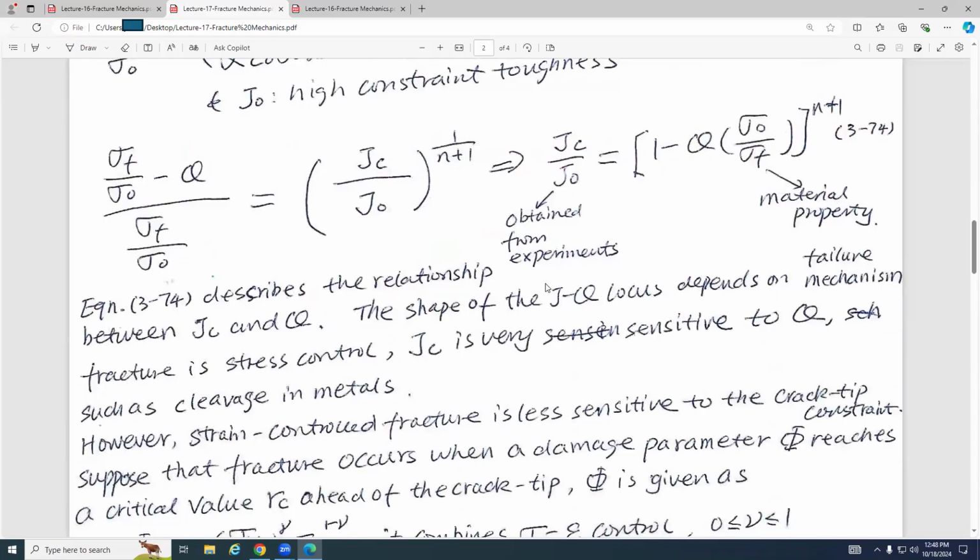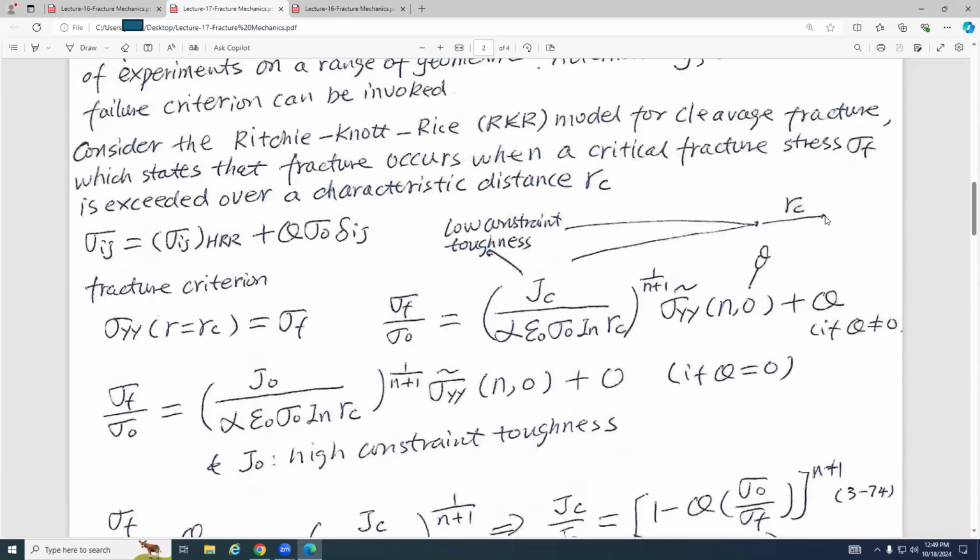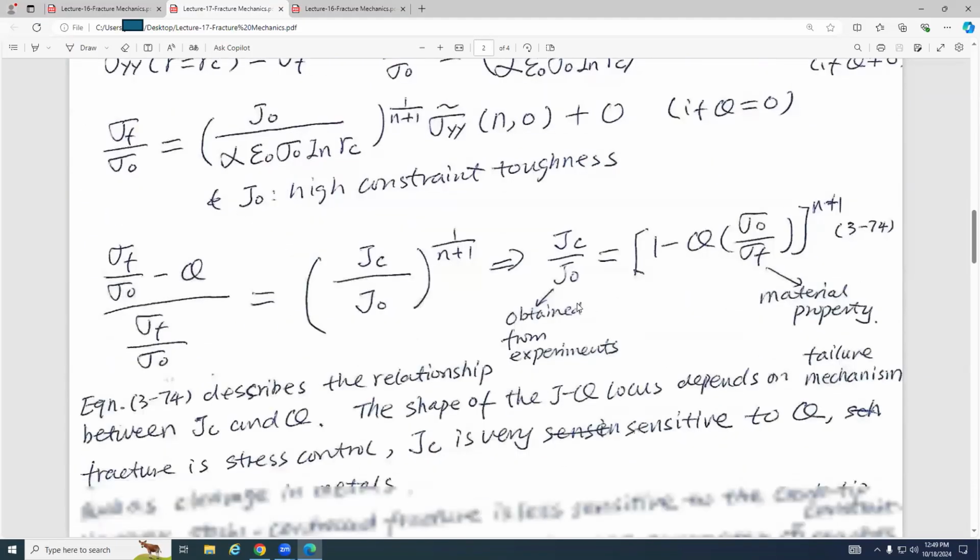Then we look at another model. This one describes the relationship between TC and Q, and the shape of the GQ locus depends on the failure mechanism. Fracture is stress controlled, and GC is very sensitive to Q, such as cleavage in metals. You apply stress, and we compare the stress at a certain distance RC with sigma F. This is stress control.